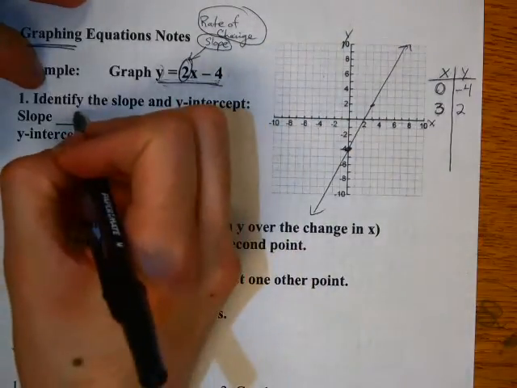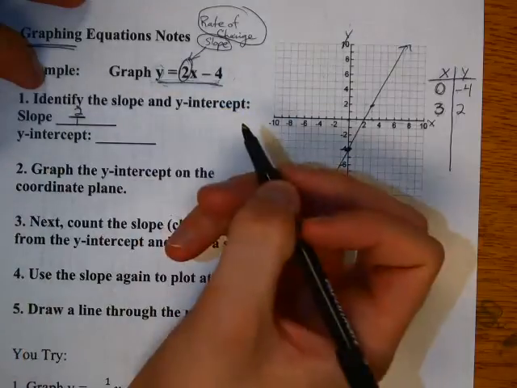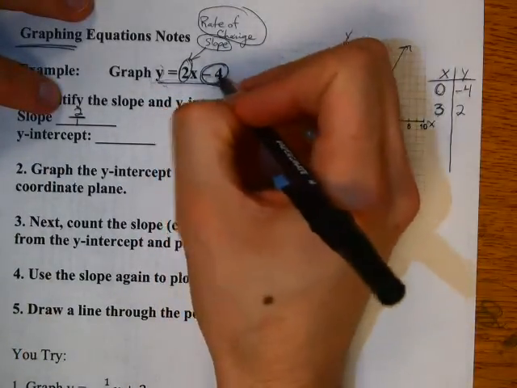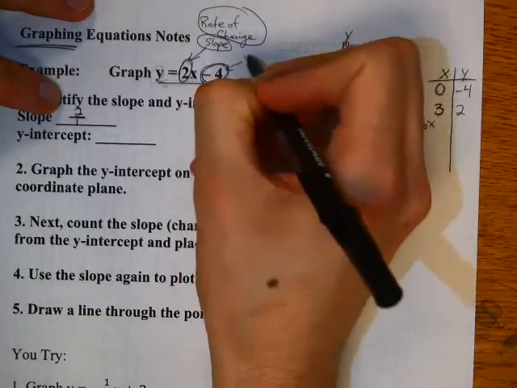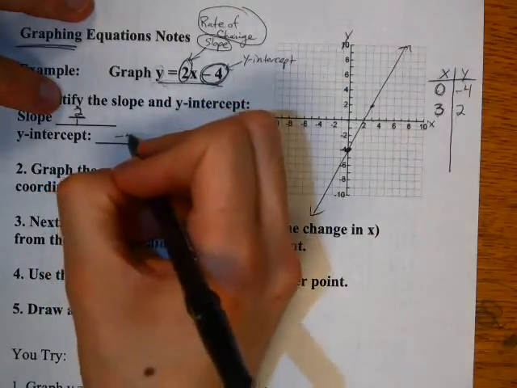equations. Instead of writing 2, it's going to be helpful if I write it as a fraction, so I'm going to write 2 over 1 here. Alright, so the y-intercept is this constant that's all by itself, and don't forget the sign with it. So this is the y-intercept, and that's negative 4.